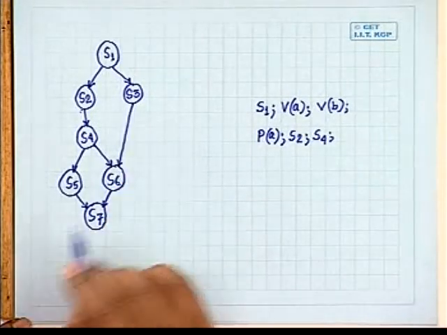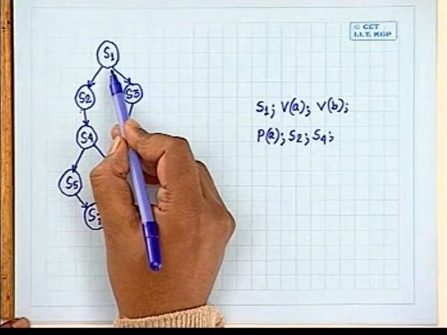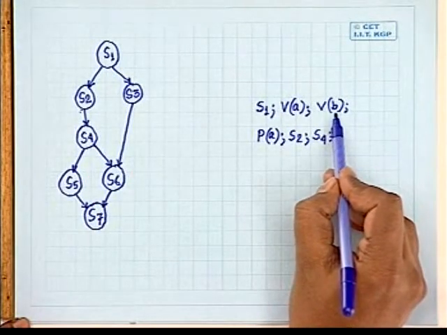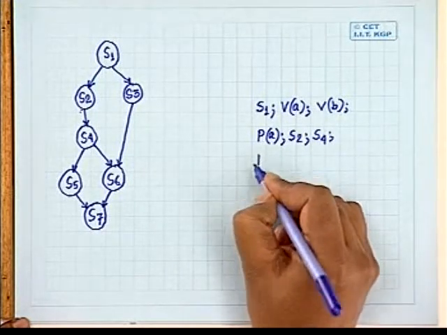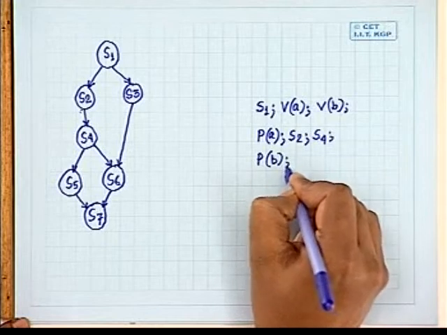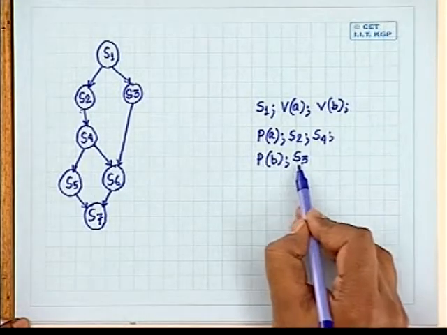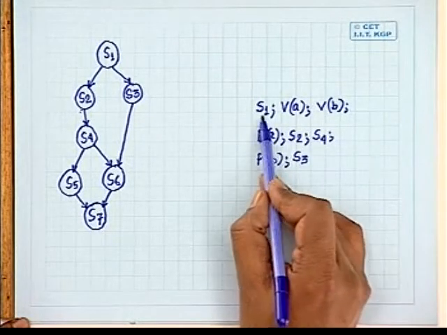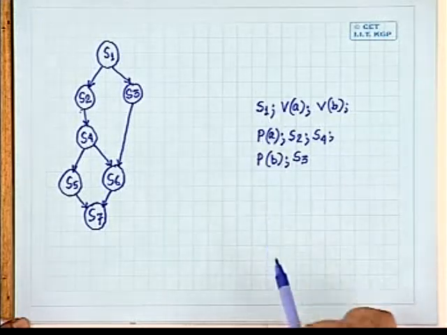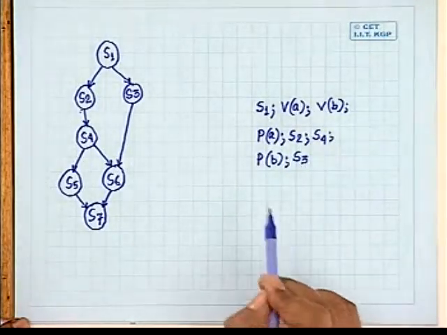And then what about S3? S3 also has to depend upon the execution of S1. I have one more semaphore variable left. Okay, so here I'll put P(B) and then S3. So statement S3 can be executed only after completion of statement S1. Okay, so I have finished S1, S2, S3 and S4.